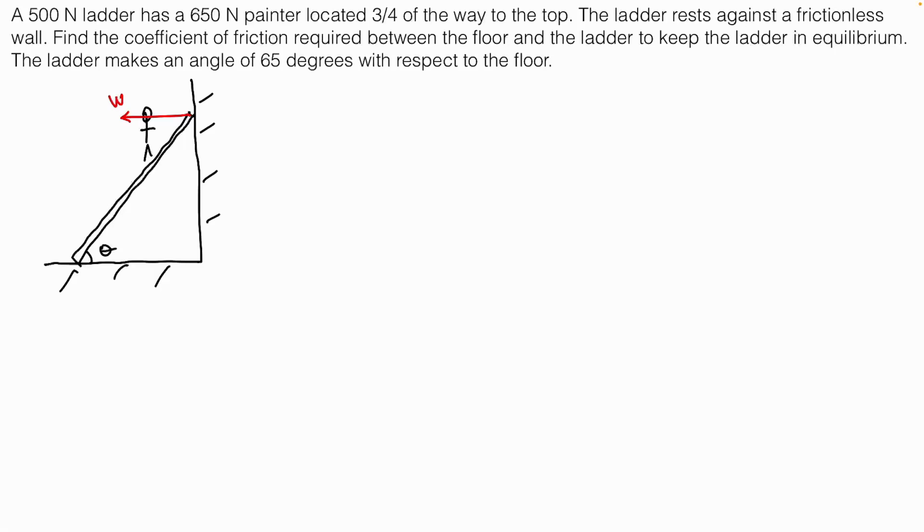So I'm going to draw this force down and call it P for painter, the painter's weight. The reason I'm doing that instead of the mass of the painter times little g is because in this problem, I was given the force. P is 650 newtons. We continue walking around the ladder, coming down.